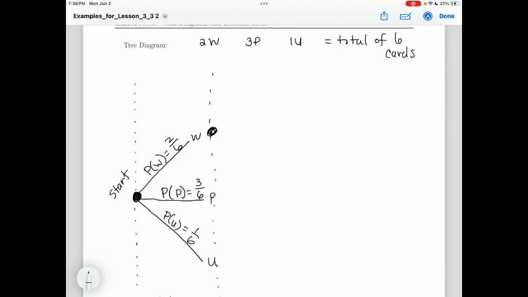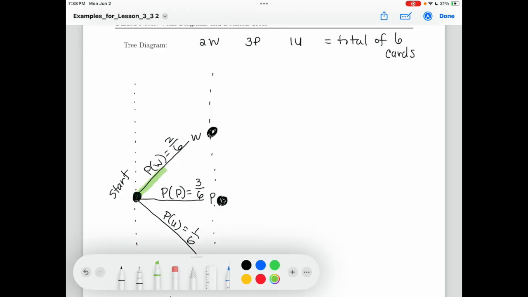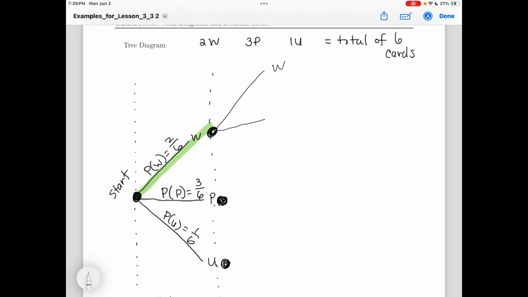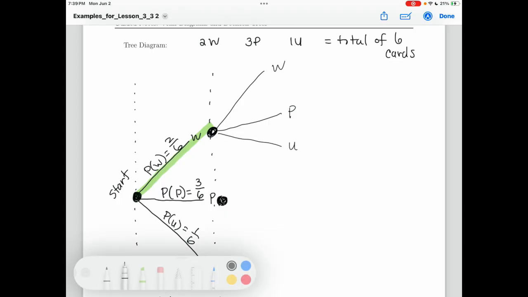Now, this is where we're going to draw our second level of branches, and this will represent our second pick. So here are the nodes for each of the next set of branches. Let's look at the witch first. We're going to make the assumption that we're picking a witch first from the cards. Once we make that assumption, then we have 3 more choices. We could choose another witch, we could choose a pirate, or we could choose a unicorn.